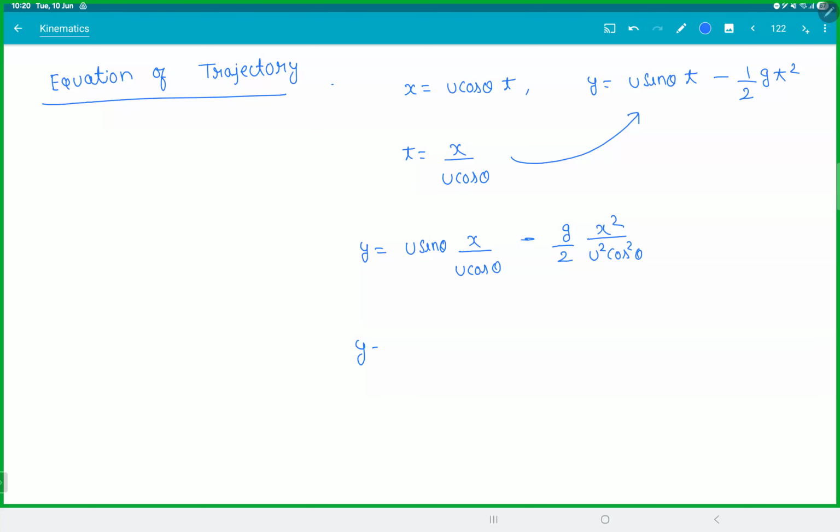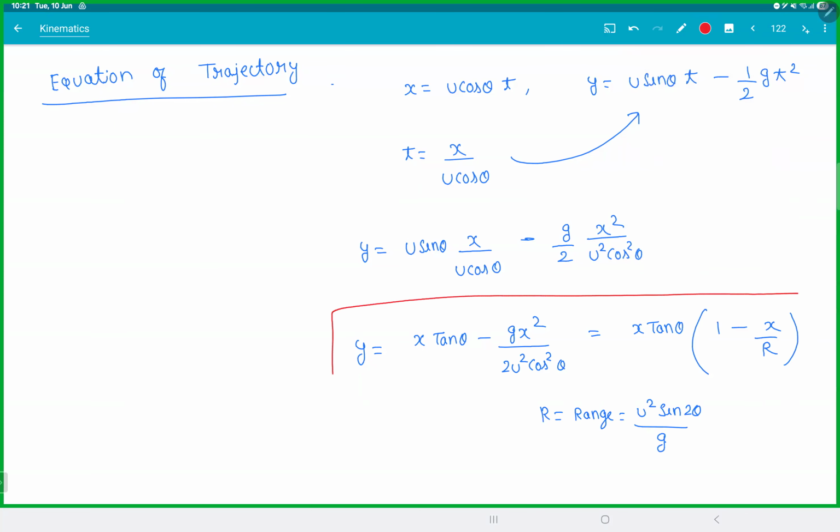If you simplify this, you will get y is equal to x tan theta minus gx square by 2 u square cos square theta. This is one form. You can also write this thing as, if you take out x tan theta common, you will get 1 minus x by r, where r is your range. You can check it out. You will get that. It's a pretty good result to use.